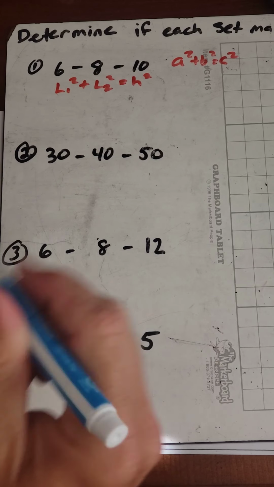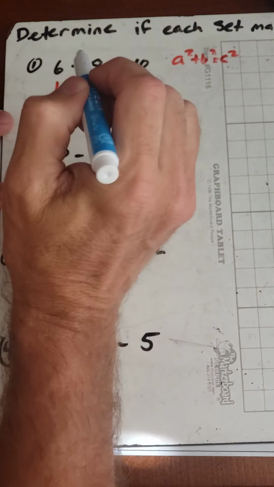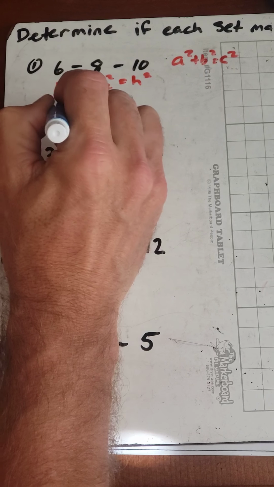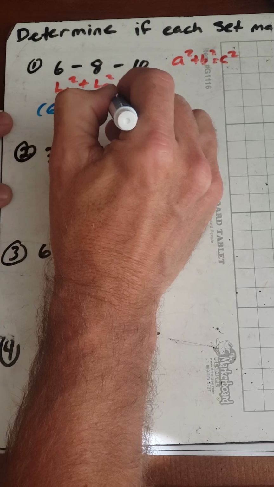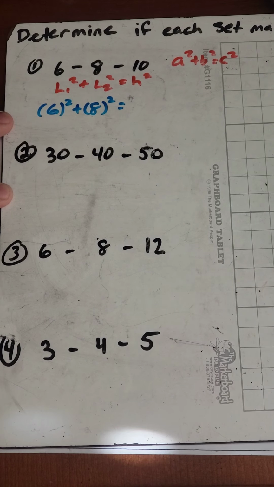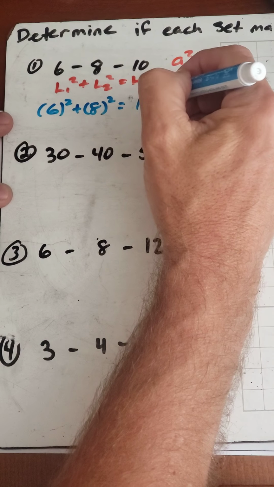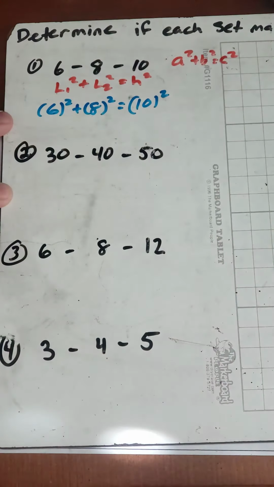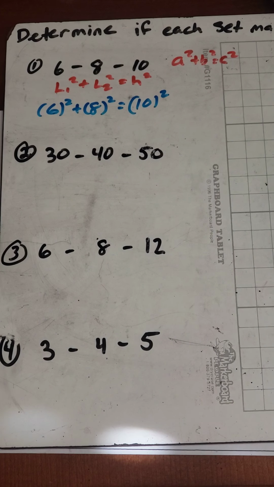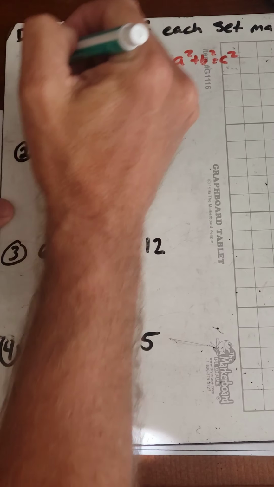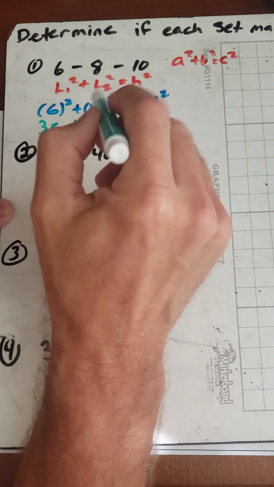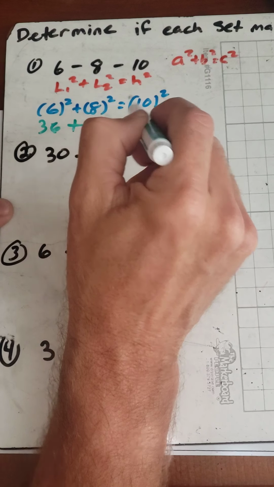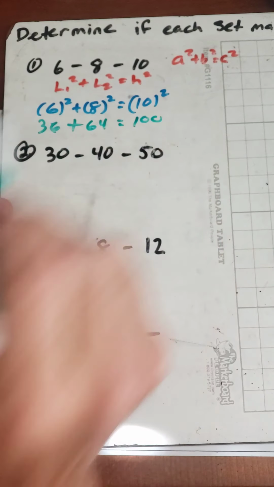Whenever I plug a number into an equation, I'm always going to use my parentheses. So I'm going to have 6 squared plus 8 squared, and it doesn't matter if you flip-flop those. The only one that does matter is this one over here. It has to be the longest side, the hypotenuse, and that's 10 squared. All right, so then I'm going to go ahead and multiply that out. So 6 squared is 36, 8 squared is 64, and 10 squared is 100.